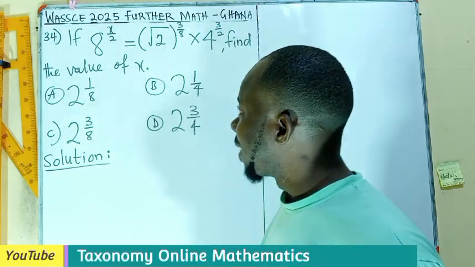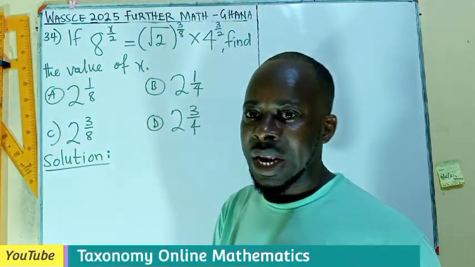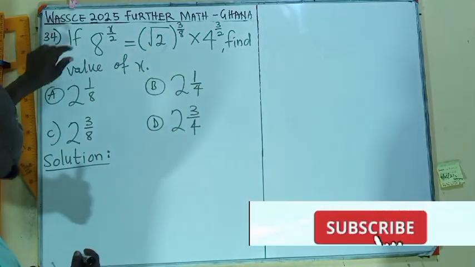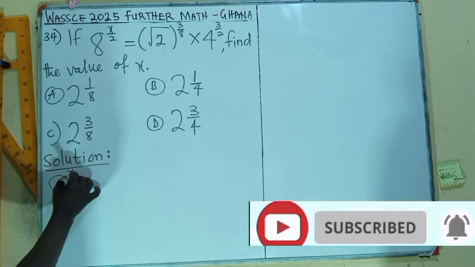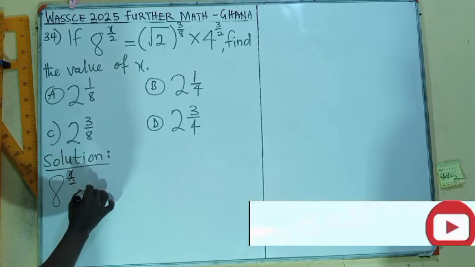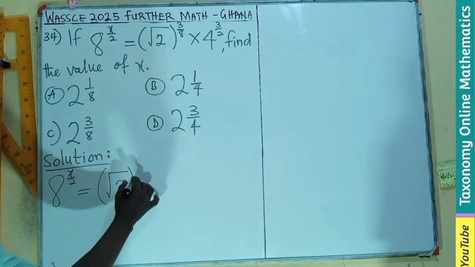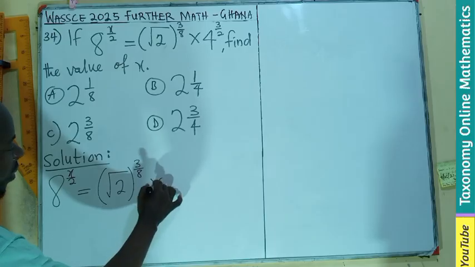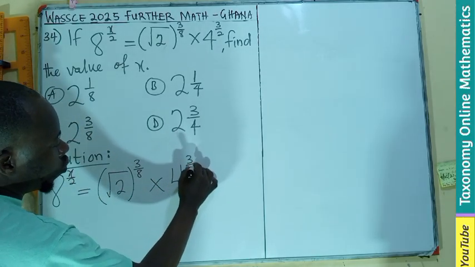Let's check these indices out. Question 34, WASSCE 2025, Further Mathematics for Ghanaian Students. We have been given an exponential equation: if 8^(x/2) is equal to (√2)^(3/8) times 4^(3/2).